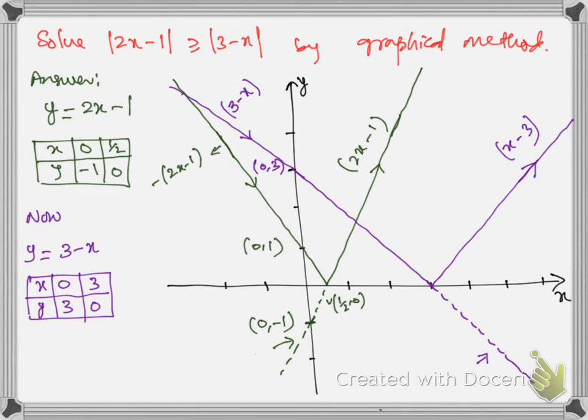Now there are 2 points of intersection. This is, let's suppose, A, and the other point of intersection can be labeled by B. Now to get the x coordinates of both the points of intersection, we need to solve these two equations, and this equation with this equation.